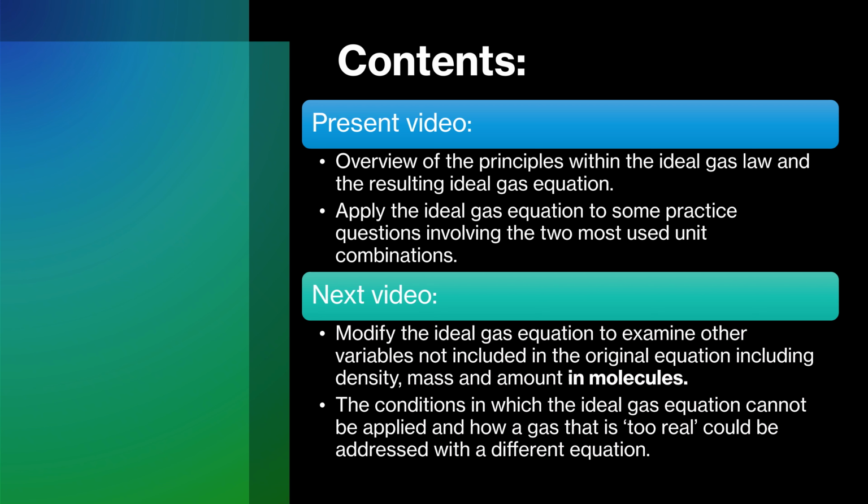In the next video, we're going to be modifying the ideal gas equation to examine other variables not included in the original equation, including density, mass, and amount in molecules. More on that later. We're also going to be looking at the conditions in which the ideal gas equation cannot be applied and how a gas that is too real could be addressed with a different equation.